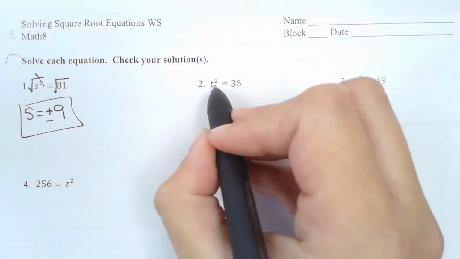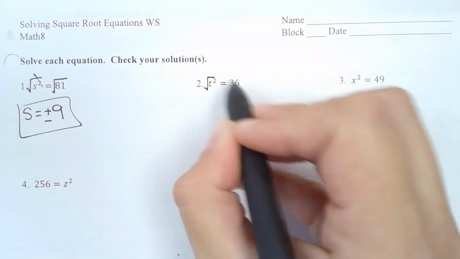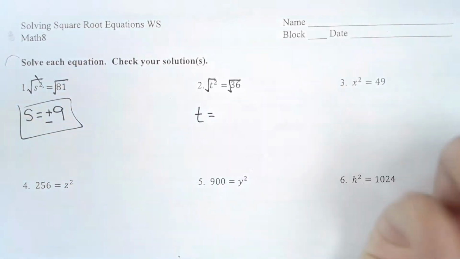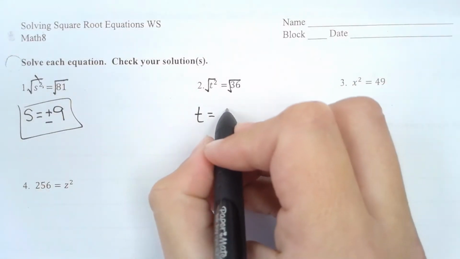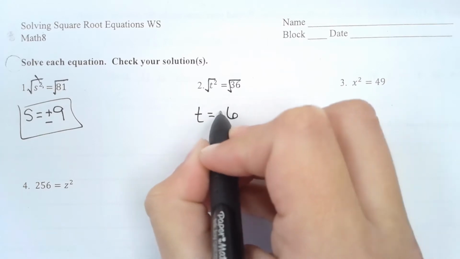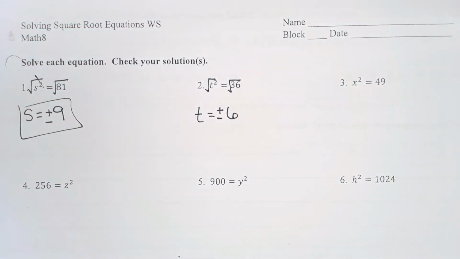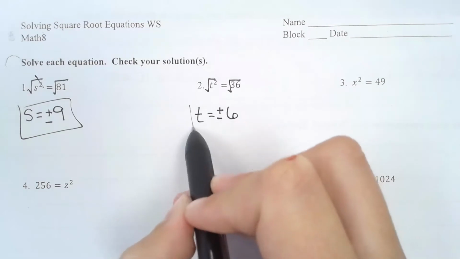So the next one, t squared. Again, to get rid of that square, the opposite of squaring something is square rooting it. And whatever you do to one side, you have to do to the other side. So when you take the square root of 36, you do get that number 6, but remember you also can have it negative. So you do the plus minus sign, and then it would equal 6. This just means positive 6 and negative 6.